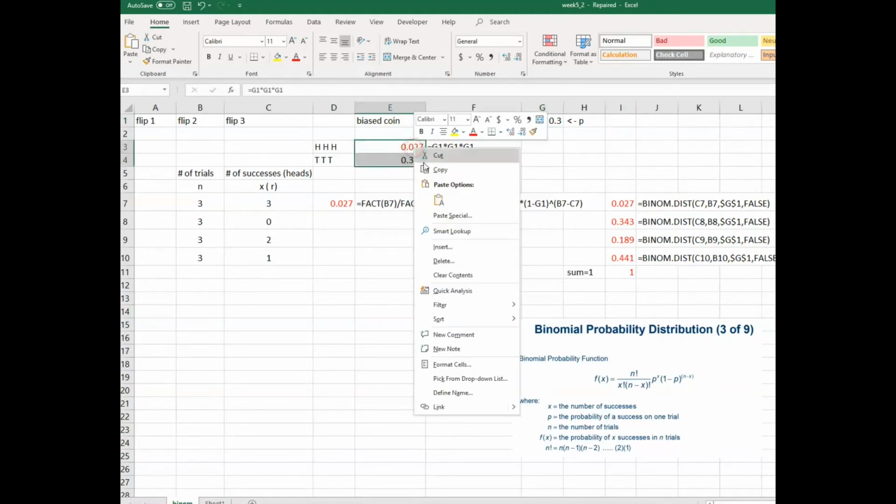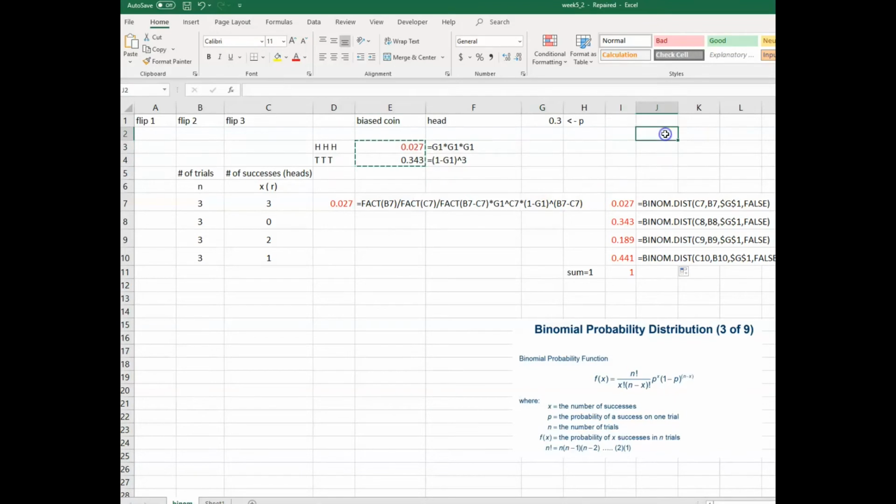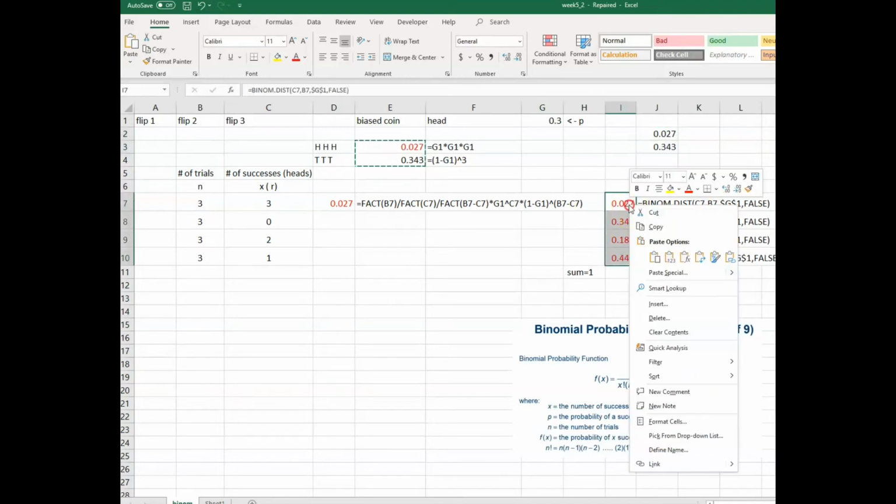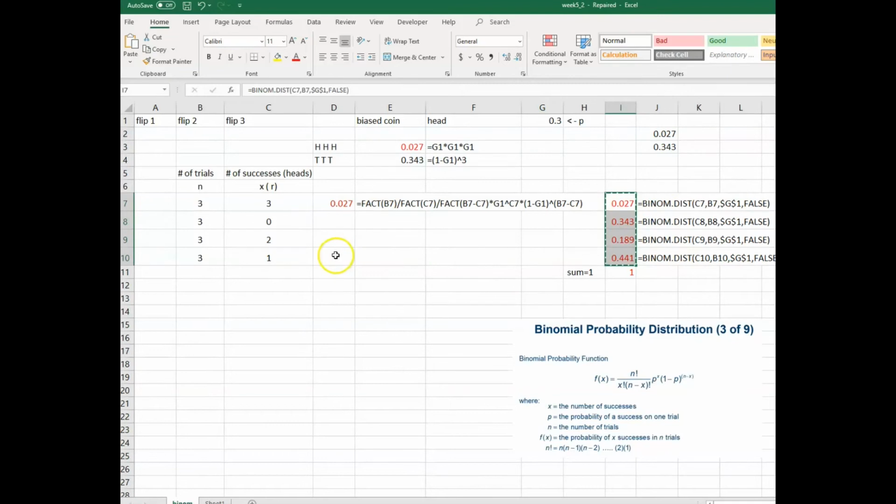So let's just copy their value here. And it is also true. Let's copy this value here. So if we increase from 30% to 50%, we expect this value to increase and this value to decrease.